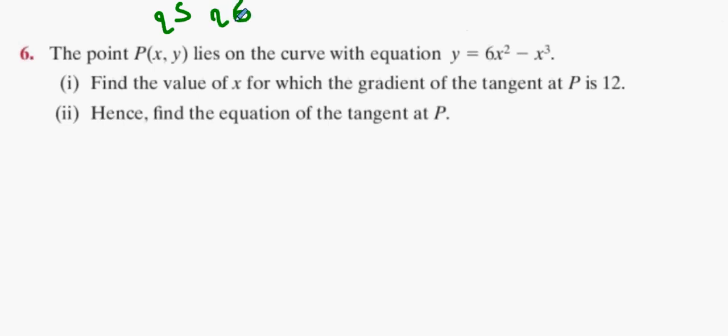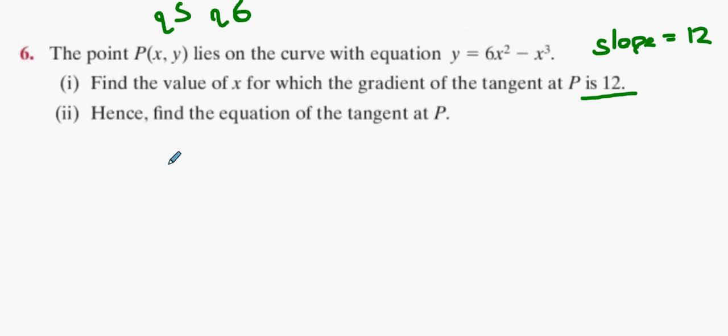Great. Now, would everybody agree that this is a curve of some variety? It's a curve. Okay? Find the value of x for which the gradient of the tangent is 12. Find the x value where the slope is 12. In differentiation, what's the slope? The first derivative is always the slope.